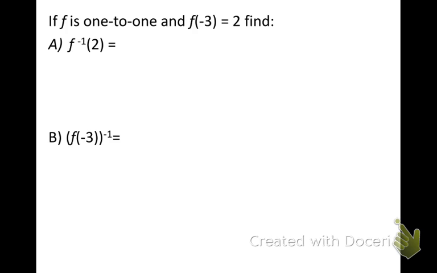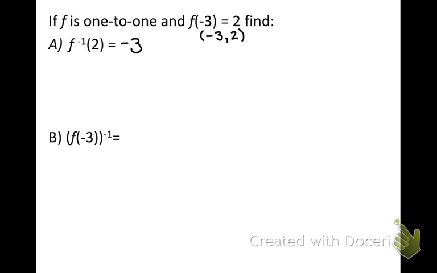Okay, so keeping that in mind, if we know that f is 1-to-1 and f of -3 equals 2, we want to find the inverse of f of 2. So we are switching that pairing. Previously, I had the pairing (-3, 2), because f of -3 equaled 2. If I reverse that pairing now, my inverse is going to give me an output value of -3.